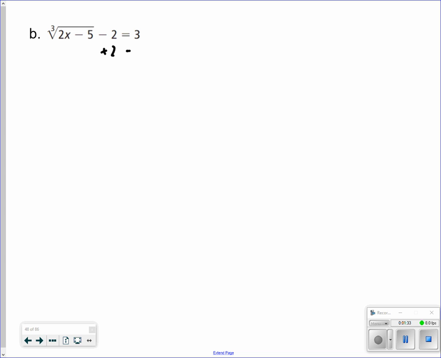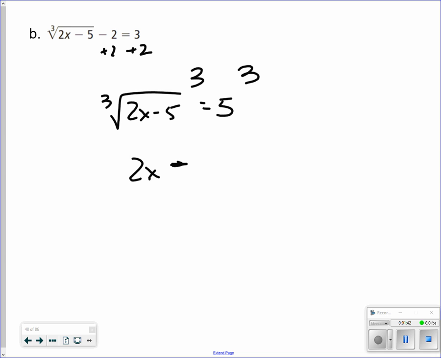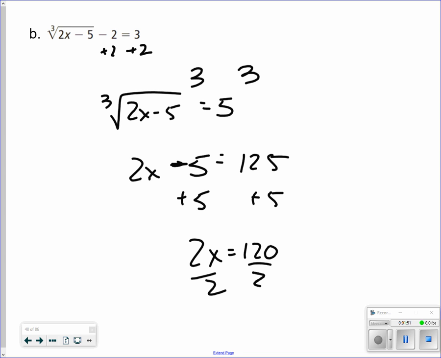Next, I'm going to add 2 to both sides. I'm going to cube both sides. Add 5. And divide by 2. So again, isolate the radical and then do the opposite. If it's a cube root, the inverse of the cube root, you would cube both sides. A square root, you would square both sides.